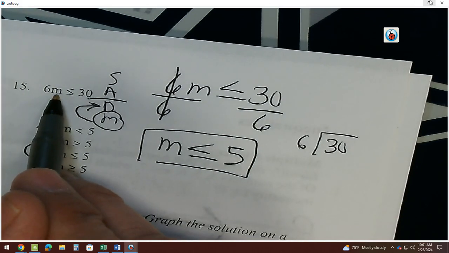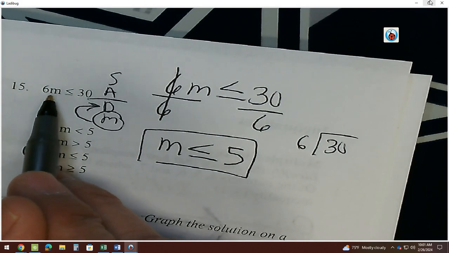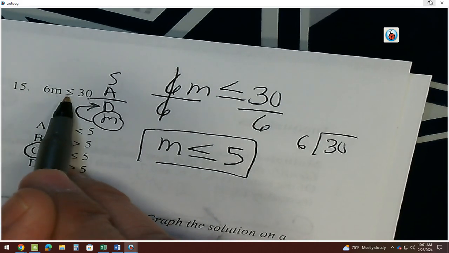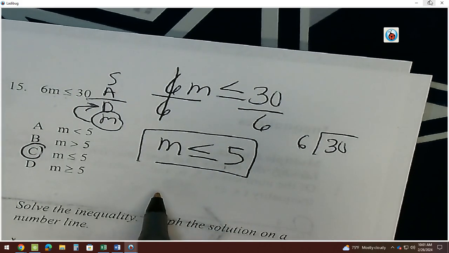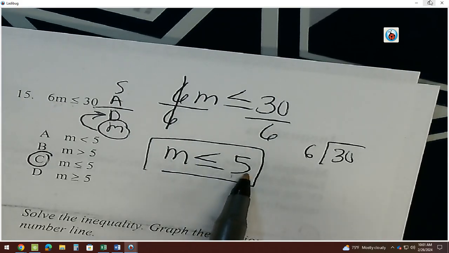What's 6 times 5? So we're putting 5 as an answer. 30. Is 30 less than 30? Yes. No, it's equal. But is 30 equal to 30? Yes. That's why 5 works. Let's test one more. What's the next answer that we can test? 20. 4. No, 5, 20. And it's less than 5.